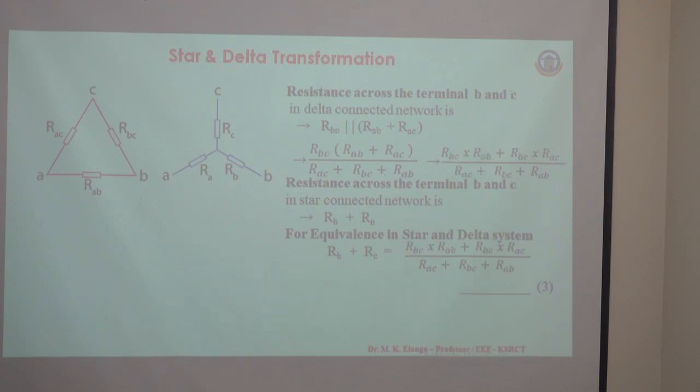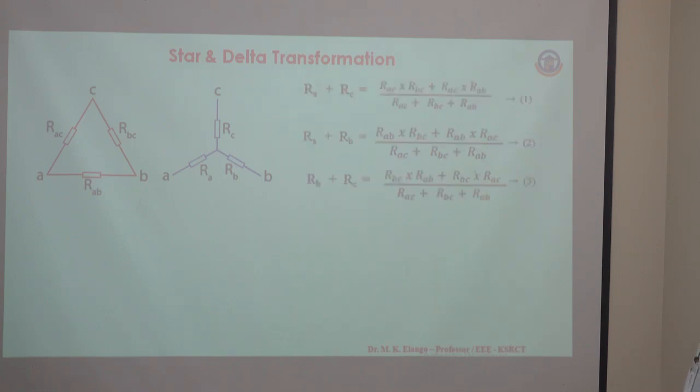And for the third case, B and C, what is the equivalent resistance between terminals B and C? For star connected systems it is RB plus RC, because RA is not connected, and for the delta connected system it is RBC RAB plus RBC into RAC, divided by RAC plus RBC plus RAB. This is equation number 3, right? So from the star and delta connected systems, considering the resistances between terminals A and C, A and B, and B and C, we got three equations: 1, 2 and 3.